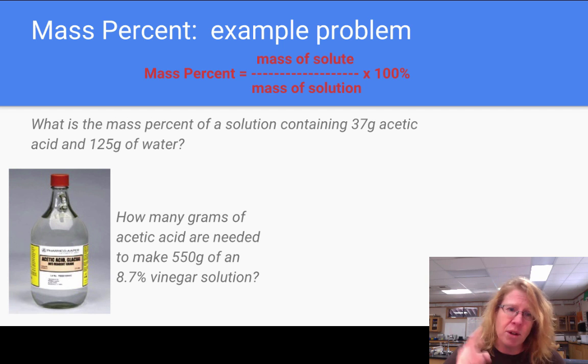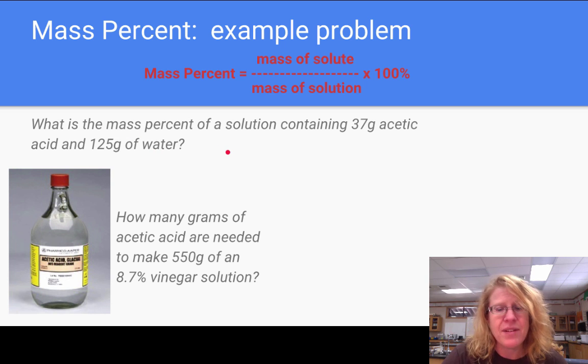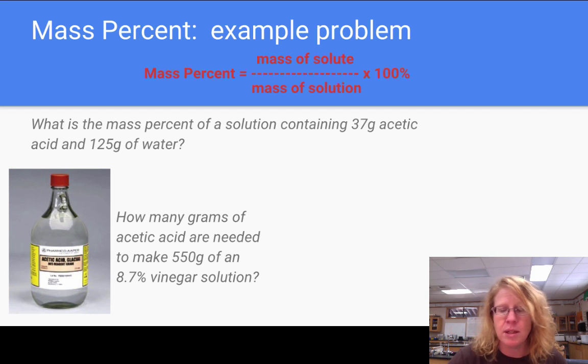So question number one is up at the top. What's the mass percent of a solution containing 37 grams of acetic acid and 125 grams of water? And then there's a second problem down here. How many grams of acetic acid are needed to make 55 grams of an 8.7% vinegar solution? Both of these are going to use our mass percent equation. So let's take a look at this top one.